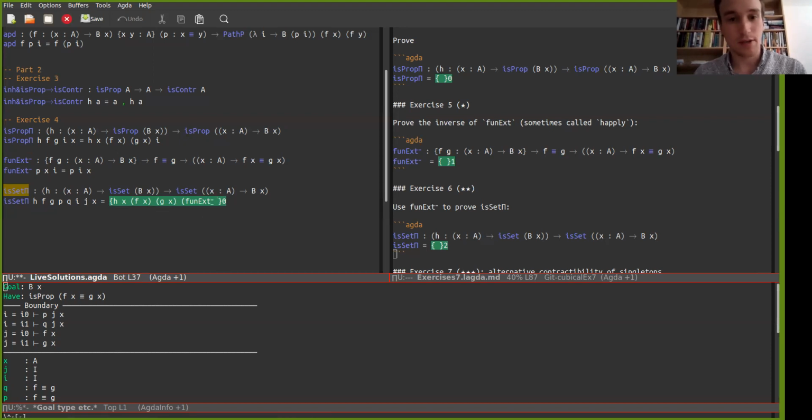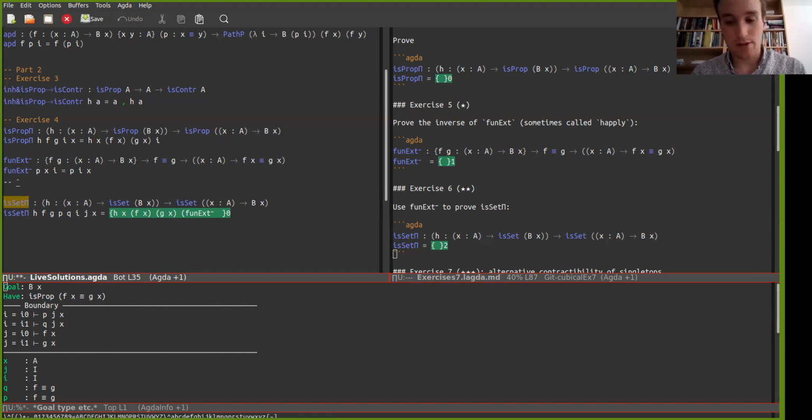minus. So by the way, maybe I should make a comment here. The minus is backslash hat and then the minus or dash.